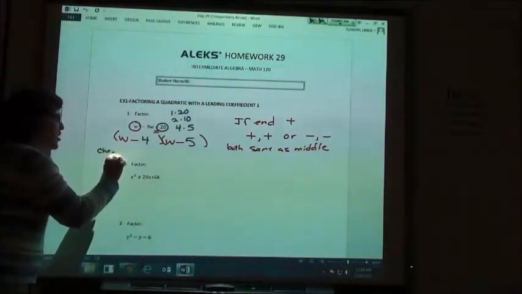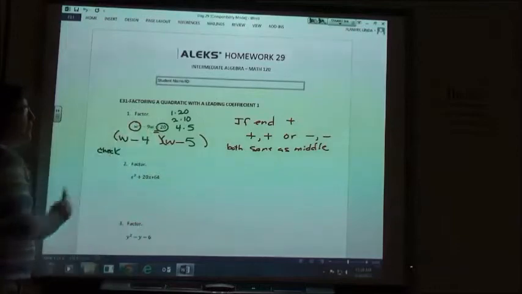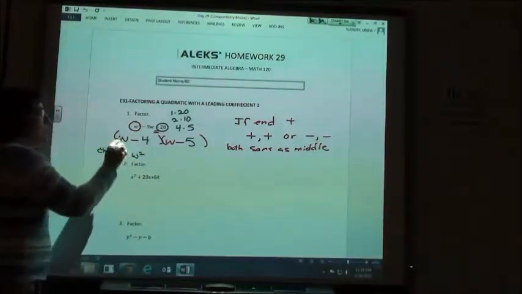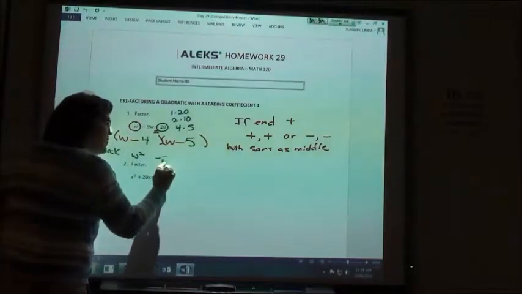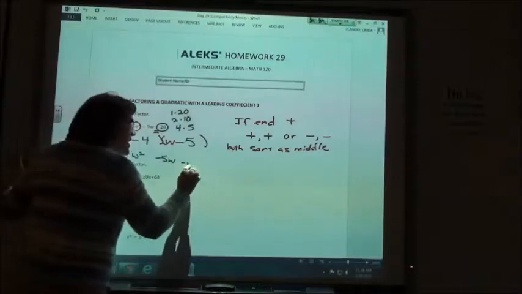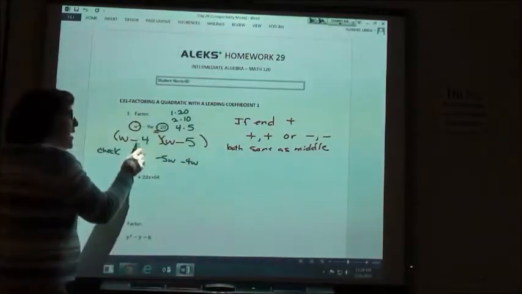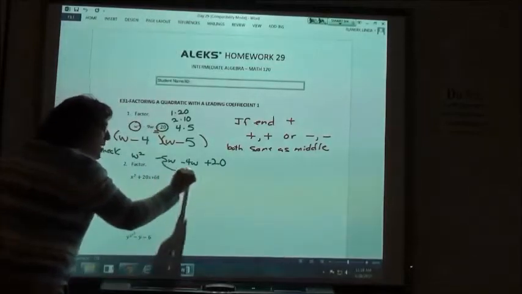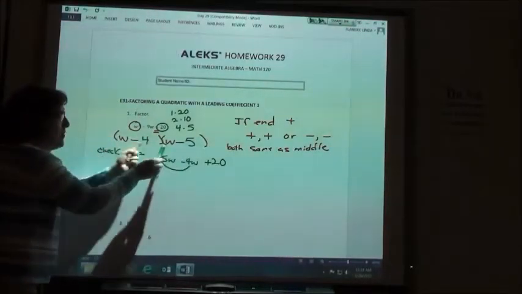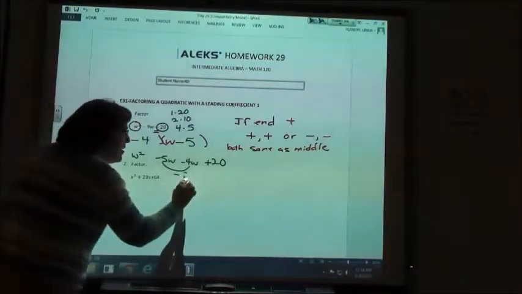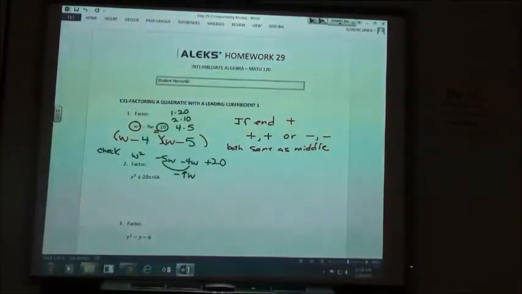If I wanted to check it, I would FOIL it out. W times W is W squared. W times a minus 5 is a minus 5W. Negative 4 times W is a negative 4W. Negative 4 times a negative 5 is a positive 20. Those 2 middle terms, the outside plus the inside, have to add up to the middle number here, the minus 9W, and it does, so it checks out that that's my answer.